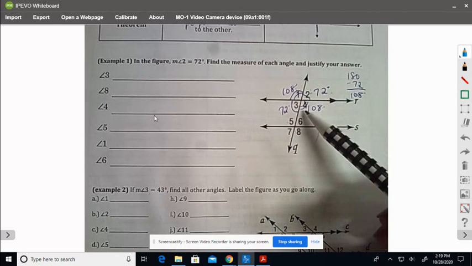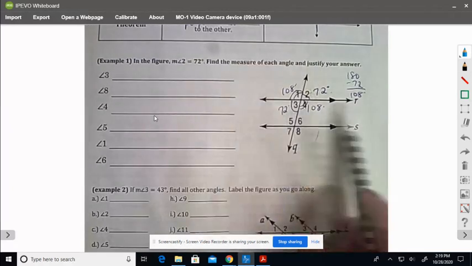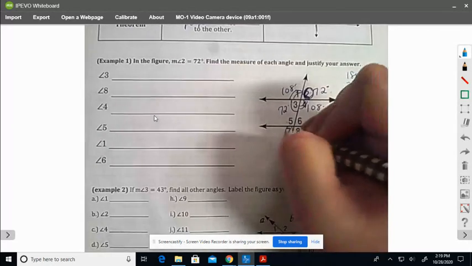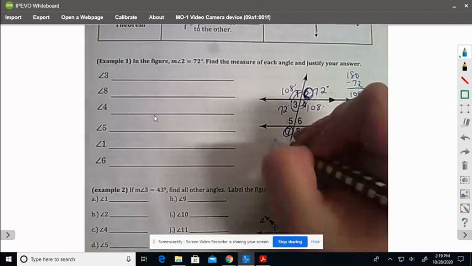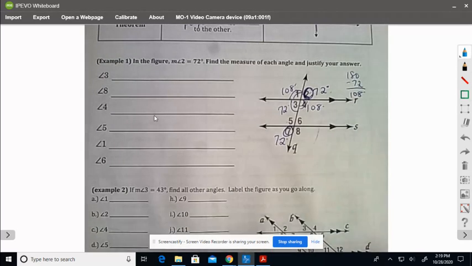In order for me to get away from this little box, I get over here. Now I have to start thinking about the new angles. So this is my transversal, and these are my parallel lines. So I can say that angle 2 and angle 7, those are alternate exterior. So I can call this 72 as well because alternate exterior angles are congruent.